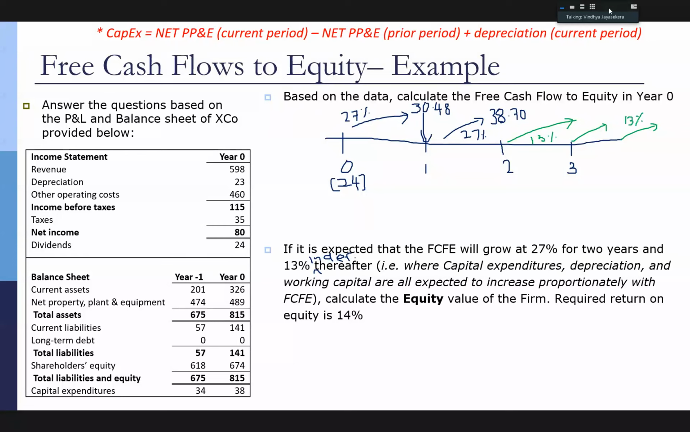13% at a constant growth forever, right? Just add this, indefinitely. So how much is your year 3 cash flow? 43.73.